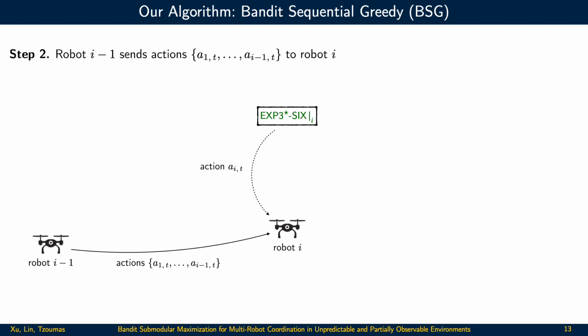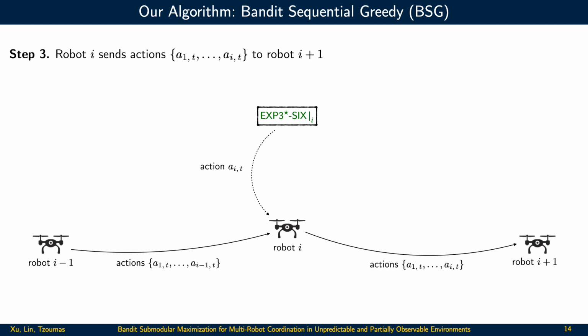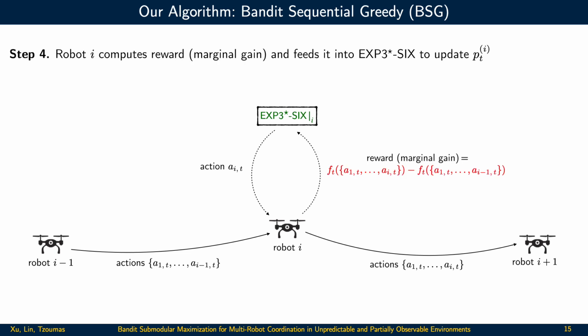Then, the robots sequentially receive the actions that are selected by all the previous robots in a predefined order. And after that, every robot sequentially transmits what it just received, as well as its own action to the next robot. And finally, each robot computes the reward of its selected action and feeds it into the onboard bandit algorithm to update the probability distribution PTI. After a sufficient number of time steps, all the actions will be sufficiently sampled for estimating the rewards.